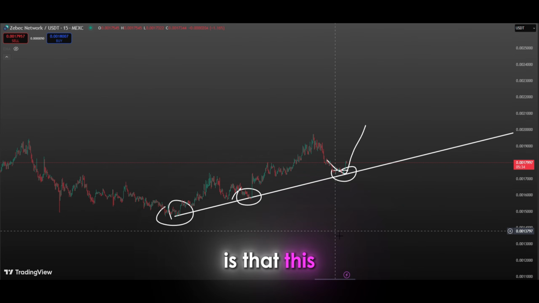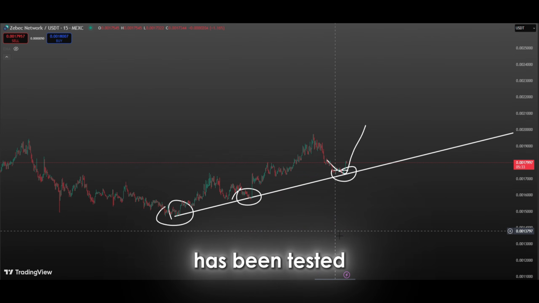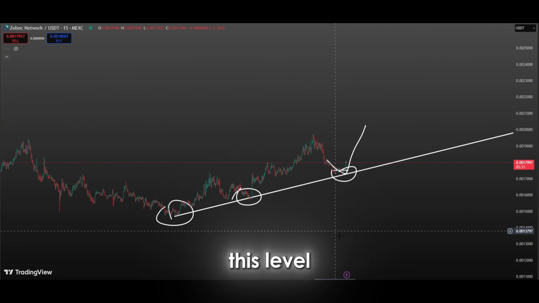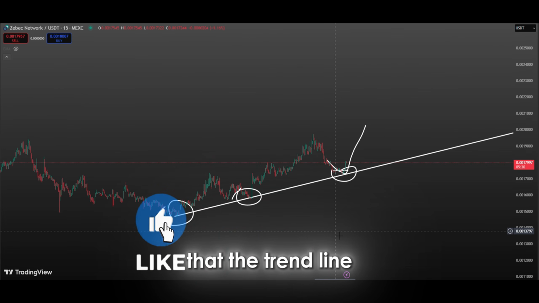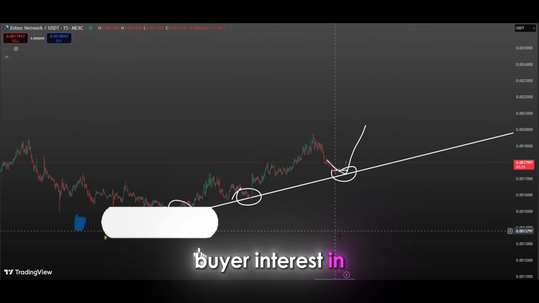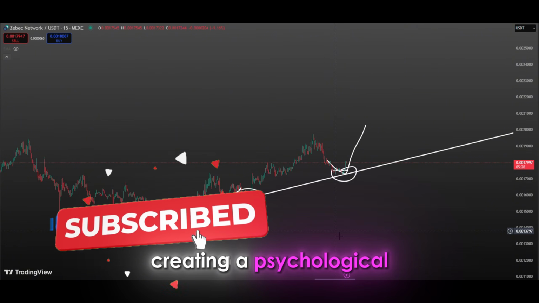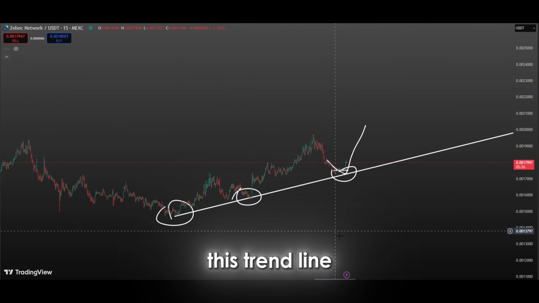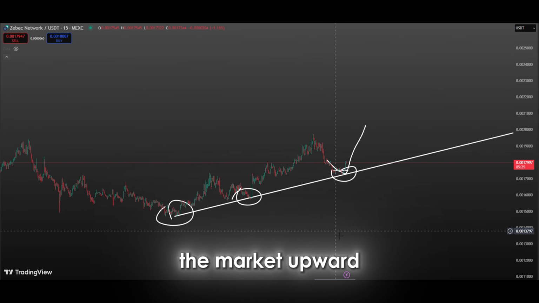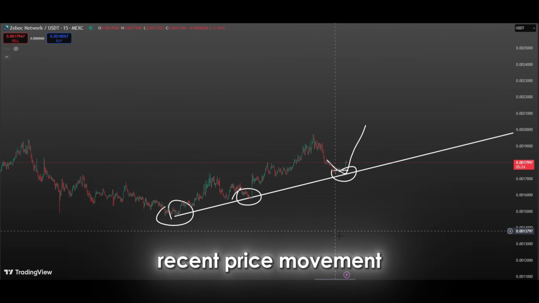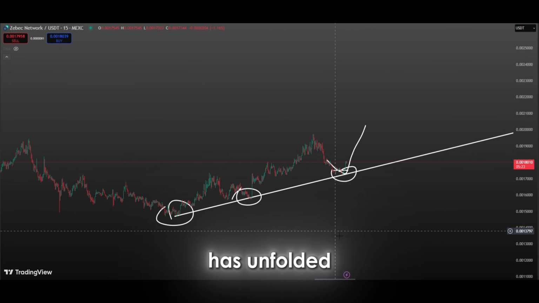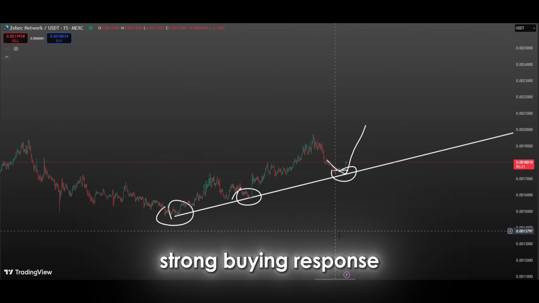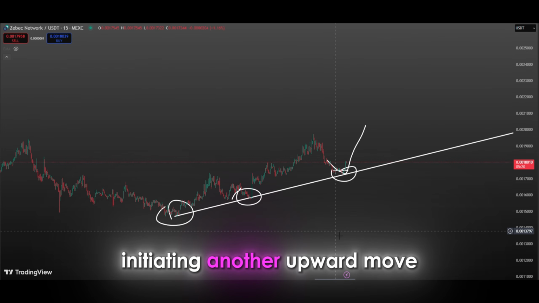Especially noteworthy is that this ascending trend line has been tested multiple times in the past, and each time, the price has reacted upward from this level. This tells us that the trend line represents a zone of strong buyer interest in the market, creating a psychological and technical support area. Every time the price has approached this trend line, buyers have stepped in and driven the market upward. In the most recent price movement, a similar scenario has unfolded. Once again, the price touched this uptrend line and received a strong buying response, initiating another upward move.